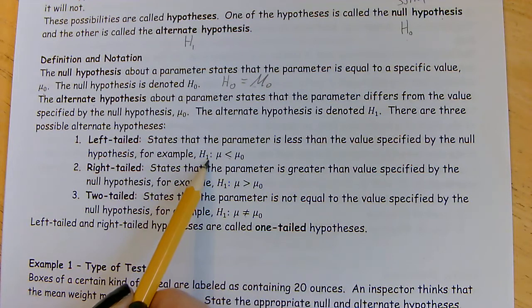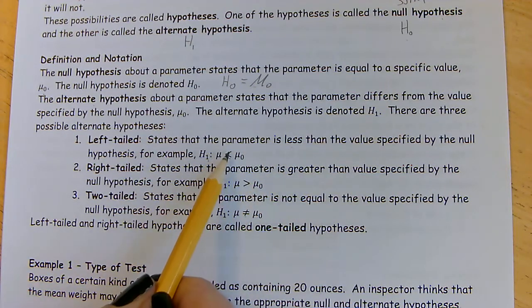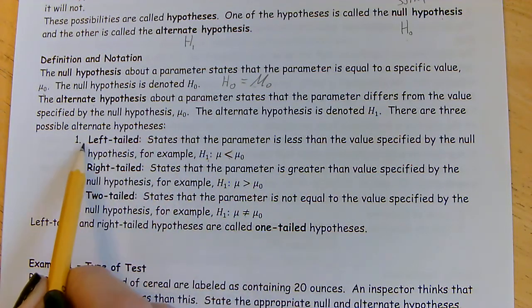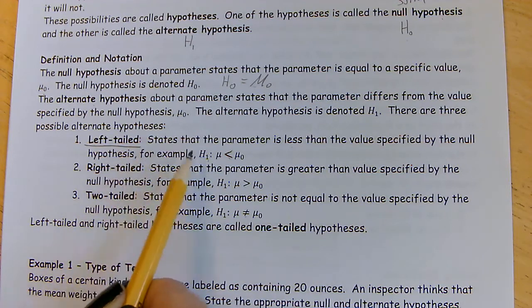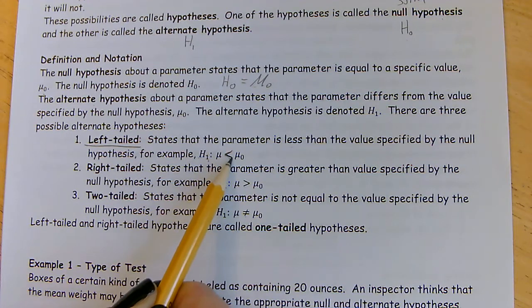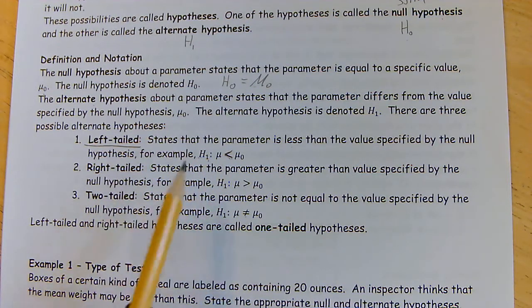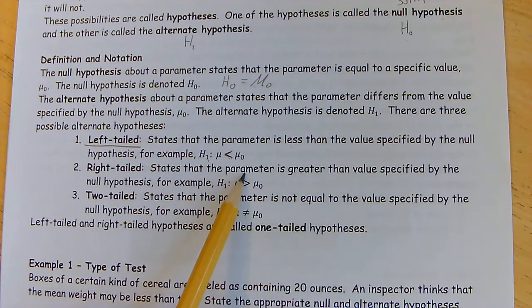Alternatively, if we think that the parameter, the population mean, is really less than what's stated, that makes it this less than sign and a left-tailed test. So our alternative hypothesis will be that the mean is less than that. Or you could have a right-tailed test, which means we're claiming that the parameter is really greater than what they say. So our alternative hypothesis will be that the mean is actually greater than that.